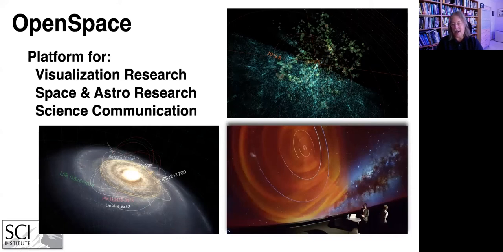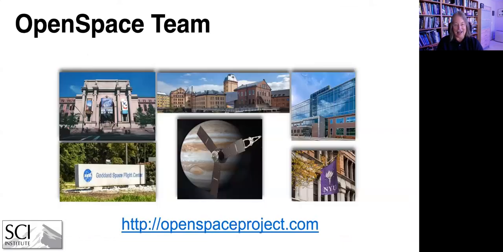A few years ago, NASA came to us and said, well, you visualization people, could you actually do something like that with real NASA data from the telescopes, from simulations, from the various missions to Mars, et cetera, and be able to project it on these domes for astronomers and astrophysicists to use for research? And we said, yes. And so they gave us some money and we created the Open Space Project.